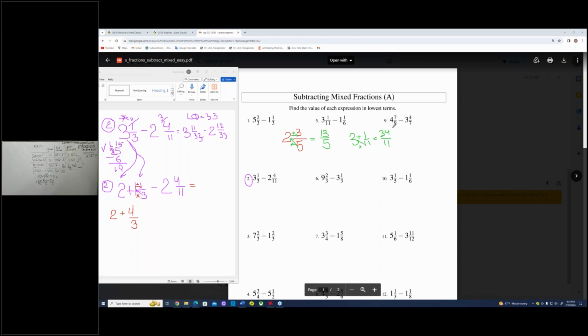Any number, for instance, who wants to try? Anna, I ask you with this one. I don't have too much room. 4 and 7 over 9. This is a mixed number. Anna, help me to convert this to an improper fraction. 9 times 4 is 36. Good. Plus 7. 36 plus 7 is 43. Yes. Over 9.